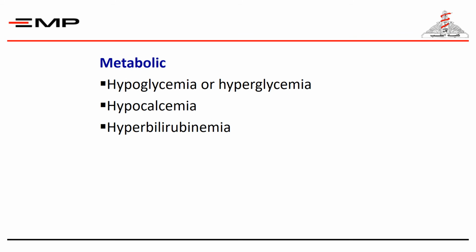Preterm infants are liable to metabolic problems such as hypoglycemia or hyperglycemia. Hypoglycemia is due to limited glycogen stores and weak glucose homeostatic mechanism, which may lead also to hyperglycemia. They are liable to hypocalcemia, hypothermia as we said before, and hyperbilirubinemia.